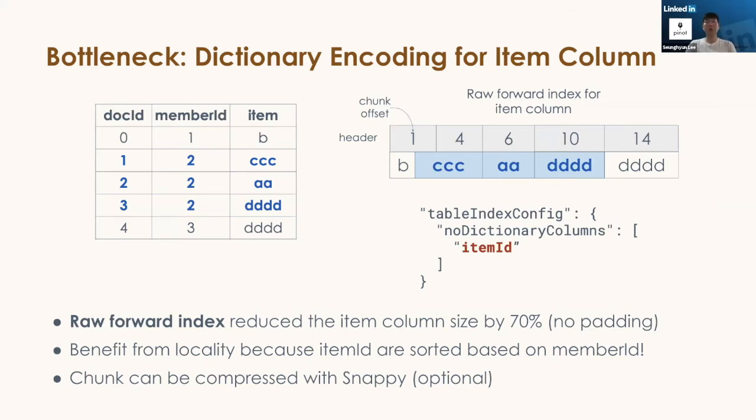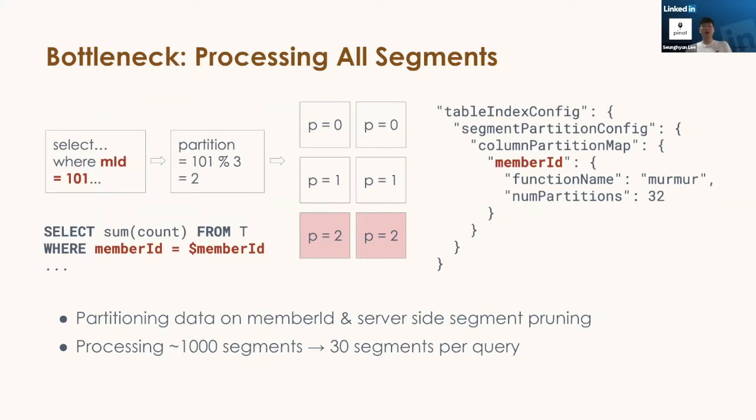Another bottleneck was the fact that we always process all segments for every single query. So we realized that if the data is partitioned on the member ID, then we can skip a lot of segments from processing. To support this, we implemented a feature that supports custom partitioning on arbitrary dimension columns. We also implemented segment pruning mechanisms based on the partition information. This feature reduced the number of segments being processed from 1,000 segments to 30 segments per query.